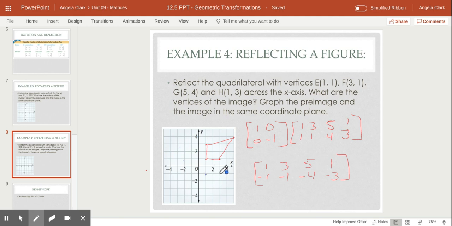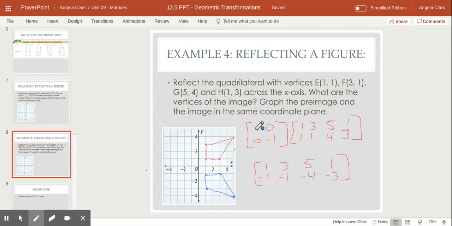3, negative 1, 5, negative 4, and 1, negative 3. So hopefully you can tell that makes sense. That's an x-axis reflection. Everything has been reflected. So it makes sense that the x's would stay the same and the y's would change sign, and that would give us an x-axis reflection.